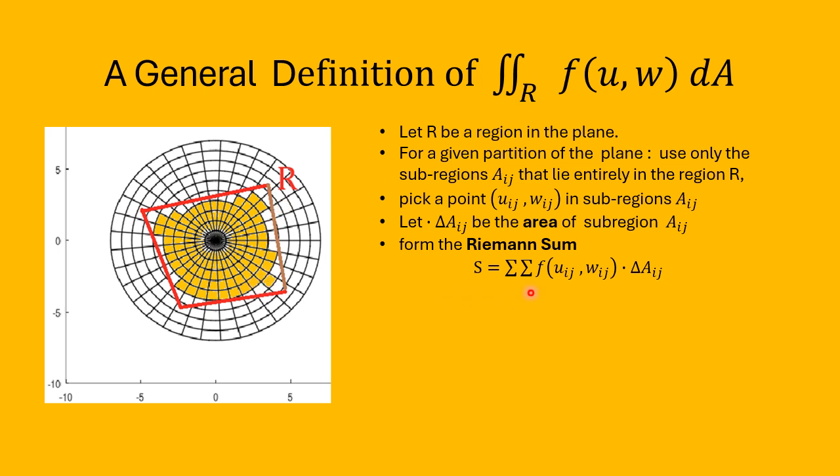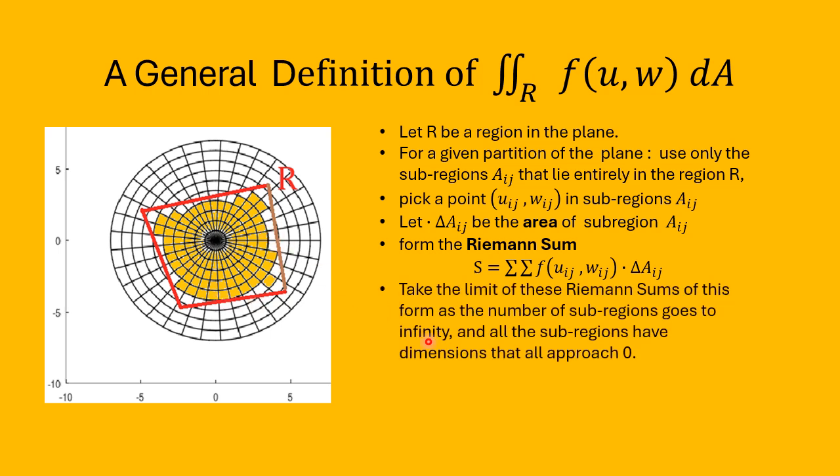It's going to be the sum over relevant values of i and j of f of u sub ij, w sub ij times delta A sub ij. The value of the function at a point inside that subregion times the area of that subregion, summed over all of the subregions that are entirely within R.